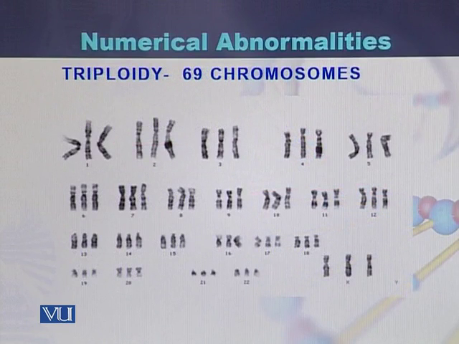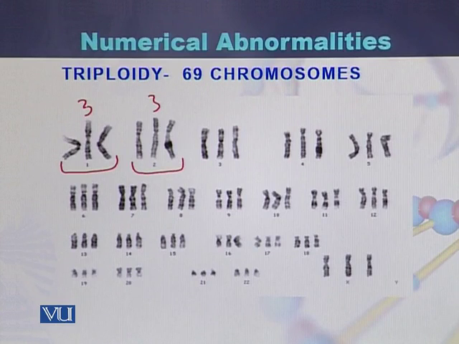There is a third type which also represents the numerical abnormalities. In that case, the phenomenon is called triploidy. Triploidy is a phenomenon when each set of chromosomes is in the form of 3 chromosomes. Instead of 2 chromosomes, we can see here that there are 3 chromosomes per set. This is the first chromosome pair. These are the 3. These are the 3. If there are 3 chromosomes per set, such a phenomenon is called triploidy.